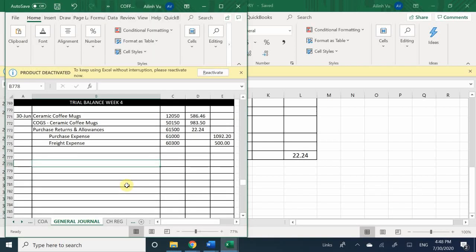Okay. You do need to, every time you enter this in, go back into your ledger and correct and convert it in there. So that means your purchase expense, your freight expense, and your purchase returns and allowances are all cleared out. Okay. So go ahead and do that. That will be the last thing. Go ahead, David.